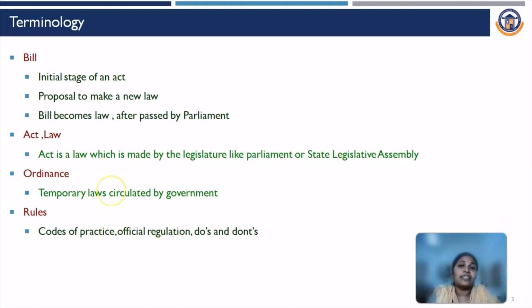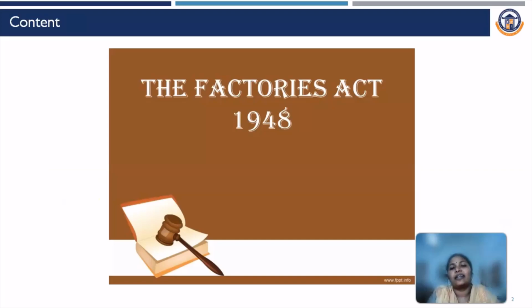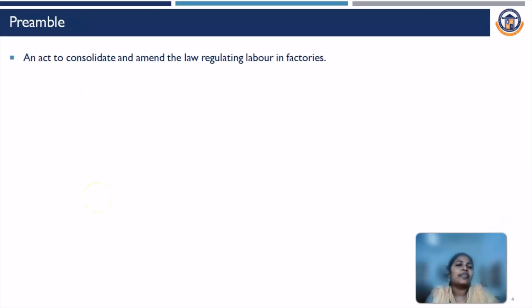So today we are going to see about the Factories Act 1948. Before going into the chapters and the sections, we'll see what is the preamble of the Factories Act 1948. This is an act to consolidate and amend the law regulating labor in factories. Mainly this Factories Act deals with the health, safety, welfare, employment, working hours and annual wages. All these things are covered under this act and mainly this act focuses on the welfare, health and safety measures of the workers working in factories.